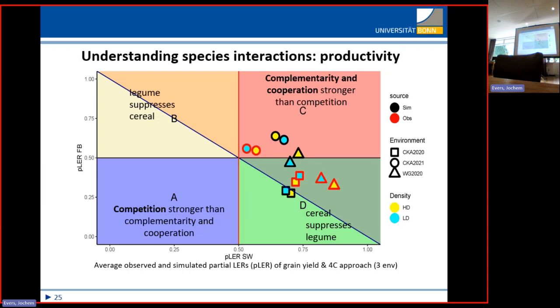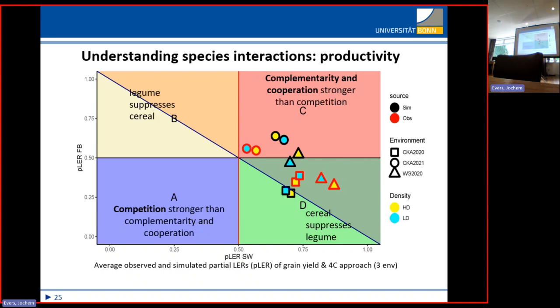And simulated has a black border, and observed has a red border. So they are kind of close, maybe not here so much, but most of the time they are also in the same category. So here, simulations and observations both show that complementarity and cooperation are strong. And here, maybe besides this one, models and observations both show that the cereal suppresses the legume.